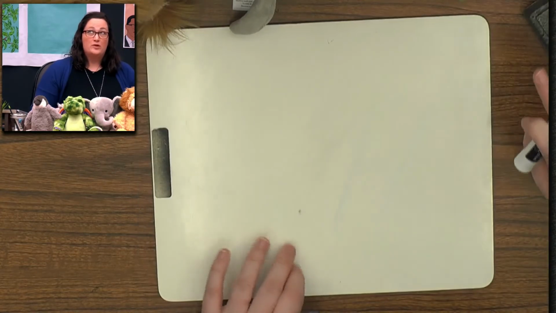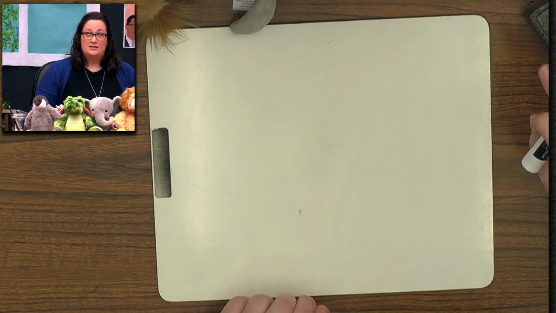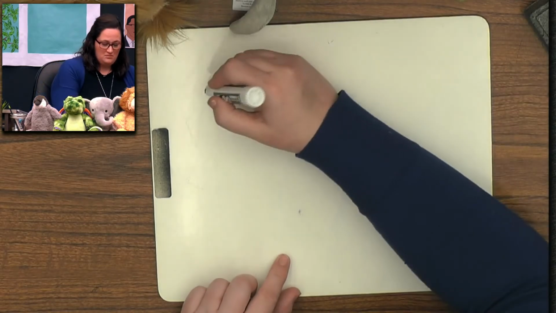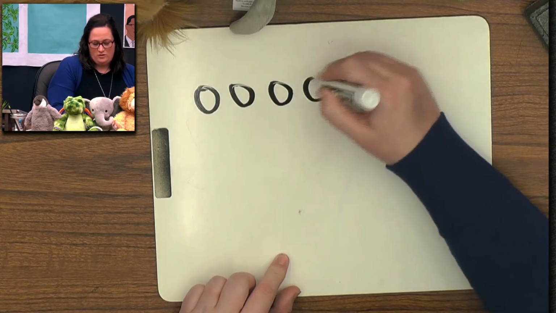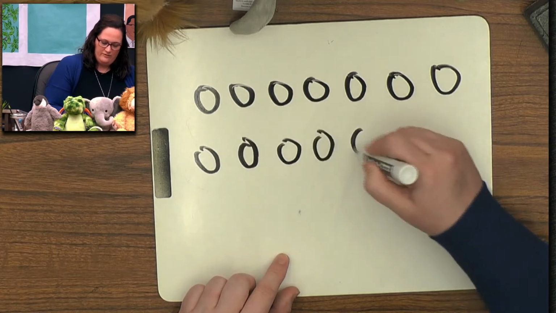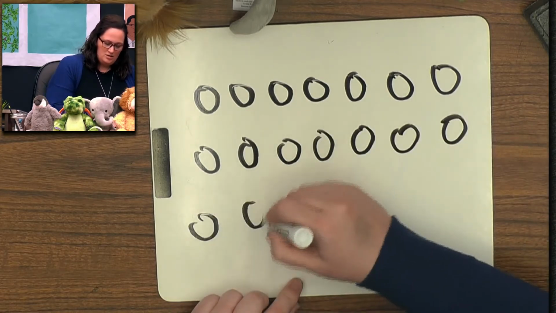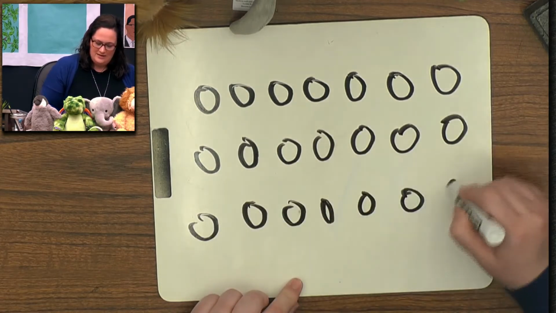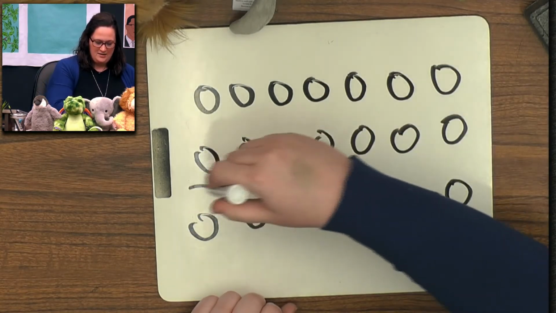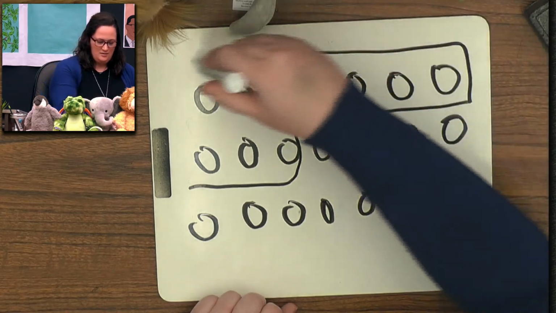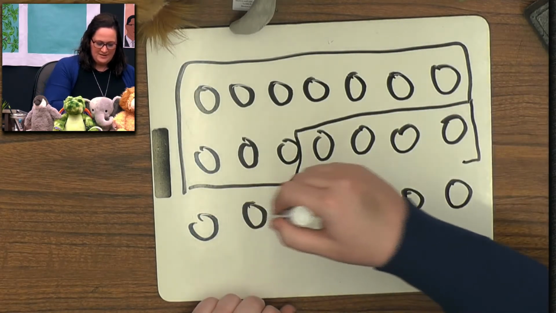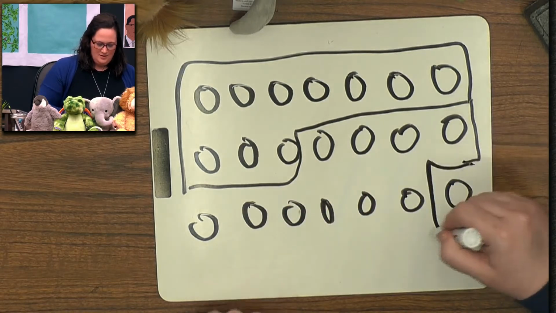What if we do 3 times 7? 1, 2, 3, 4, 5, 6, 7. 1, 2, 3, 4, 5, 6, 7. 1, 2, 3, 4, 5, 6, 7. Okay, well, I've got 7, 8, 9, 10. So there's a group of 10. And I've got 1, 2, 3, 4, 5, 6, 7, 8, 9, 10. There's my group of 10.